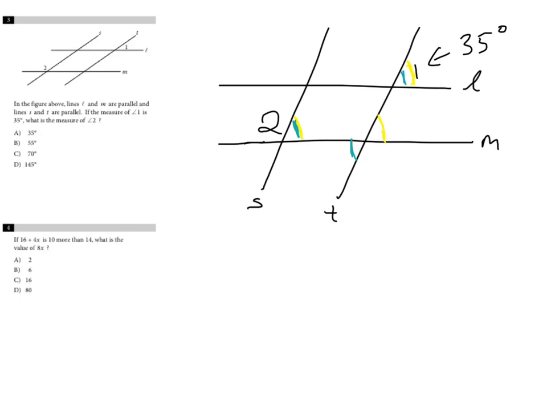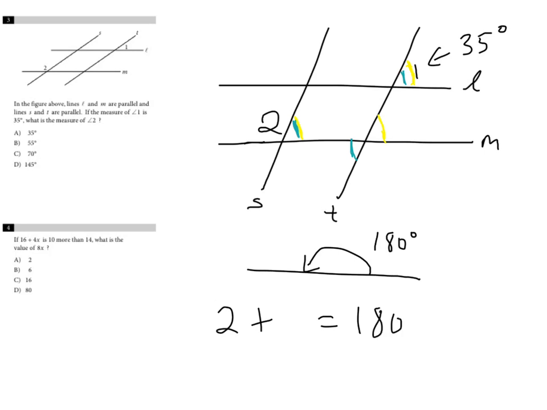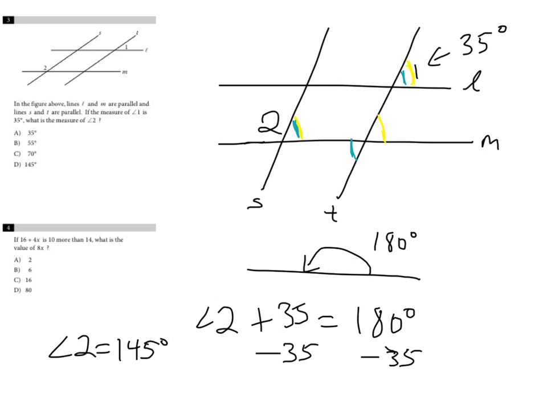Well, what do we know about a straight line? We know a straight line has 180 degrees. So while I may not know right now what measure angle 2 is, I do know that measure angle 2 plus whatever this measure angle is going to equal 180 degrees. Well, we do know what this measure angle is. That would be 35. So measure angle 2 plus 35 degrees equals 180. To solve for measure angle 2, subtract 35 from both sides, and we'll get measure angle 2 equals 145, giving us an answer choice of D.